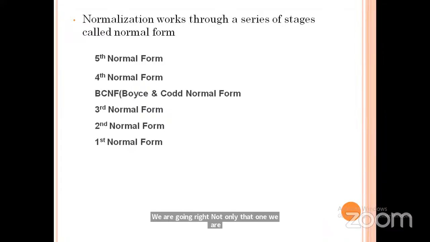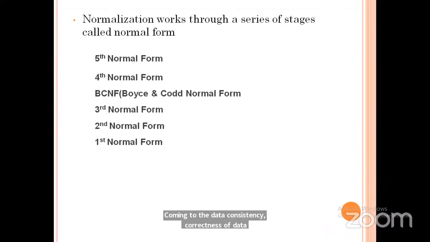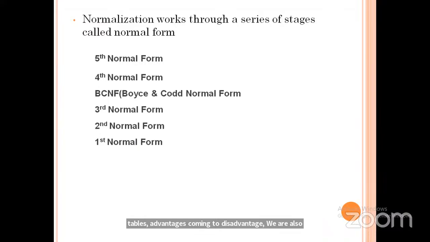We are maintaining the data consistency, data integrity. Data integrity is nothing but accurate data. Coming to the data consistency, correctness of data. The data which is there will be correct in all the tables, all the locations, all the multiple tables. Those are the advantages. Coming to the disadvantage, performance decreases when we normalize the tables, even more when we go to the higher normal forms like 4NF, 5NF.